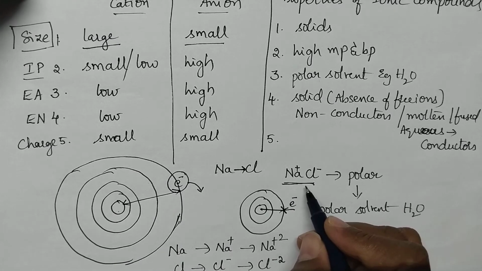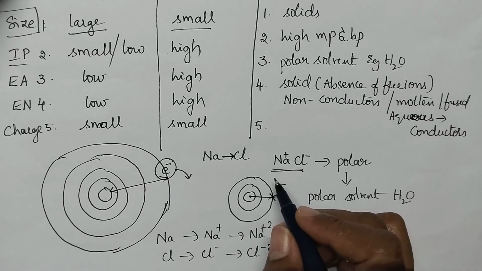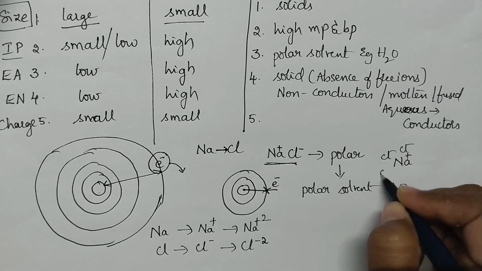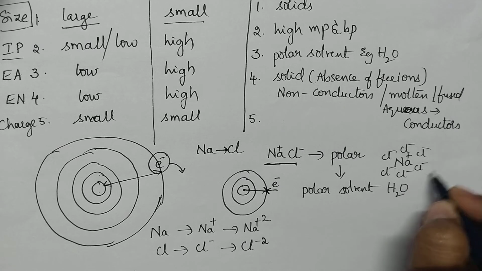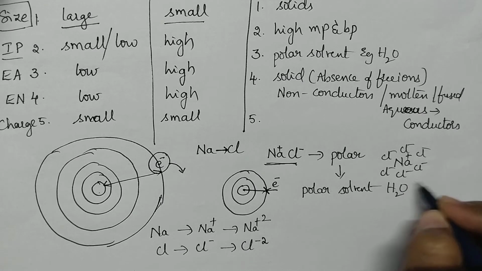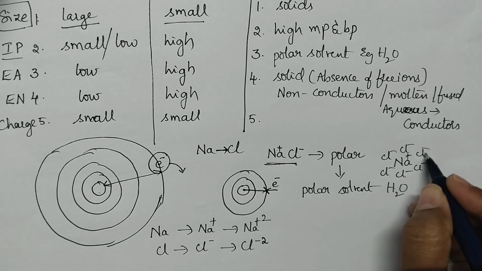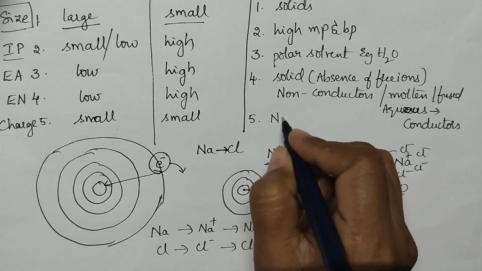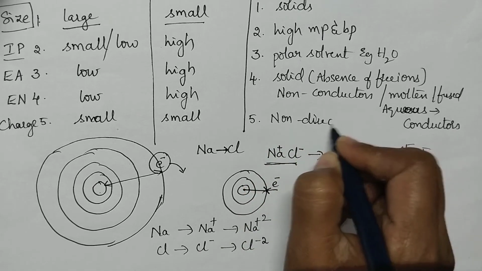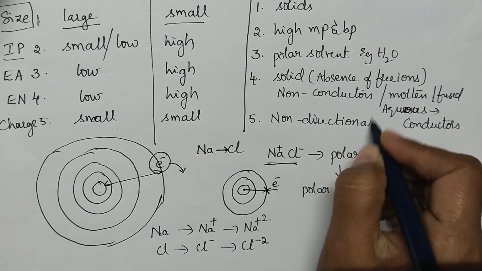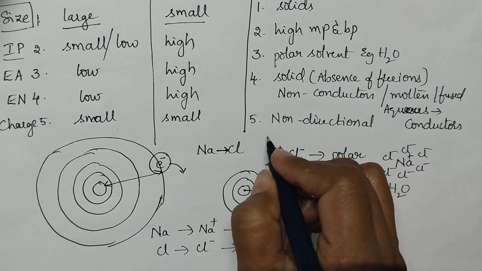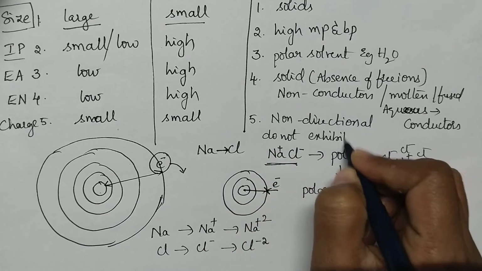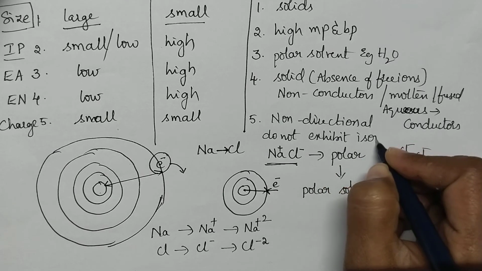And remember that, when you carefully observe the sodium chloride crystal, each sodium ion is surrounded by 6 chloride ions and each chloride ion is surrounded by 6 sodium ions. So each ion will be shared among the crystals and hence the ionic bond is non-directional. So what is the nature of ionic bond, students? It is non-directional. So they do not exhibit isomerism. Ionic compounds do not exhibit isomerism.